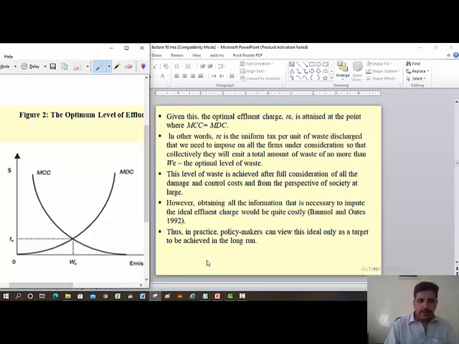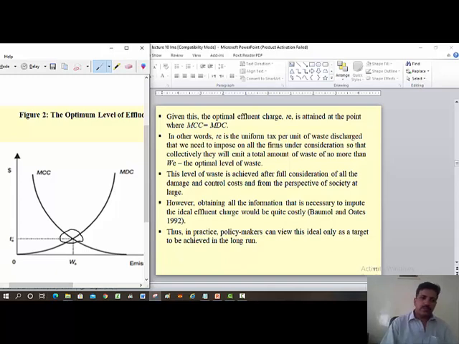So look at this diagram. We can see in this diagram the MCC is the marginal control cost, or marginal cleaning cost. MDC is the marginal damage cost, as we see in this diagram. The optimal effluent charge can be attained where these two curves intersect each other. At this point, by the intersection of MCC and MDC, we get the optimal effluent charge, that is TE. In other words, TE is the uniform tax per unit of waste discharge that we need to impose on all firms under consideration, so that collectively they will emit a total amount of waste of not more than WE, the optimal level of waste.